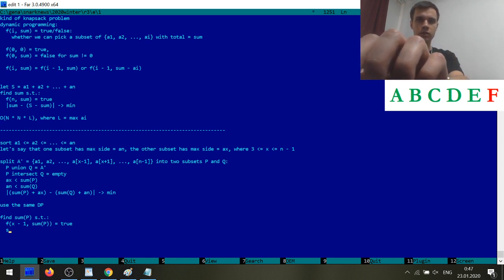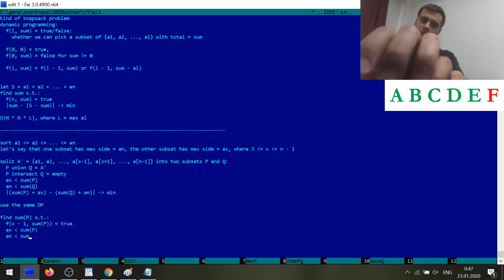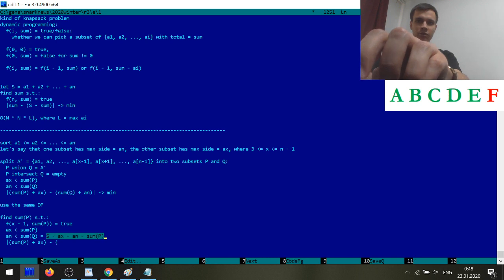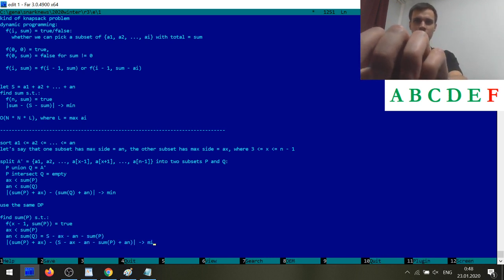We want ax to be less than sum p. We want an to be less than sum q. And what is sum q? Sum q is equal to s minus ax minus an minus sum p, right? That's s minus everything else. So we can check this condition too. And we want to minimize, again, what do we minimize? Well, the same thing. So it's sum p plus ax, and sum q is this, so this is sum q plus an. We just minimize this.